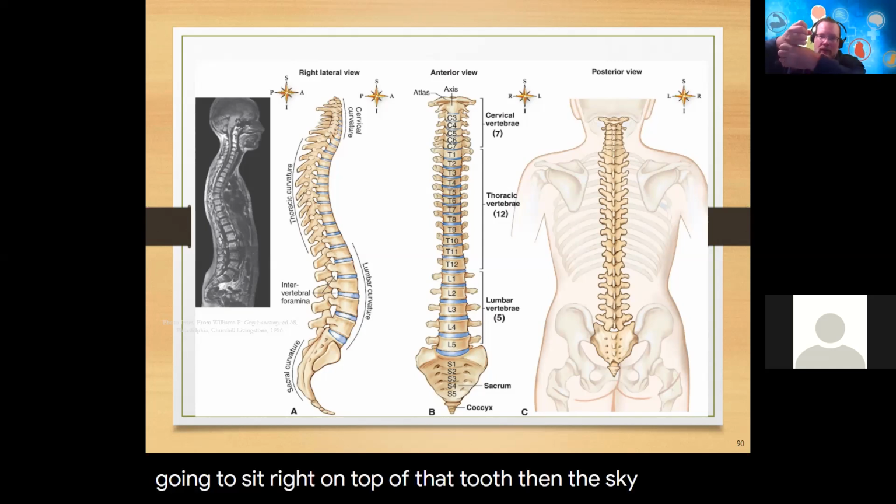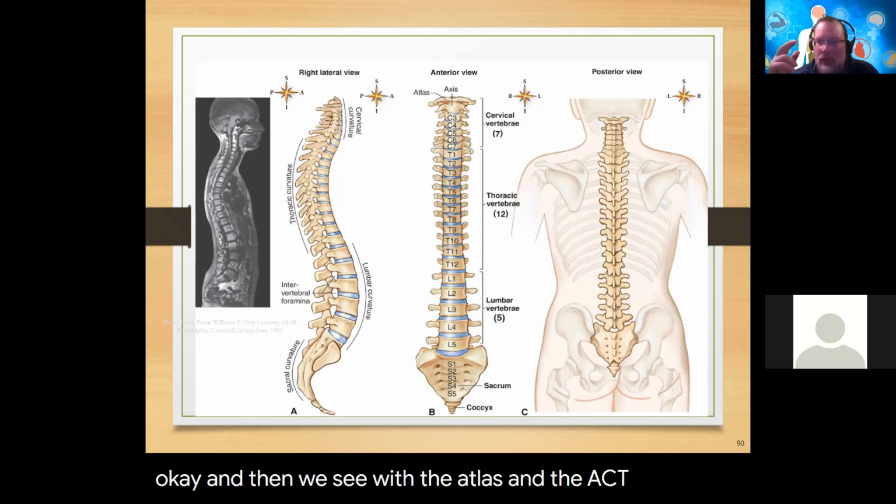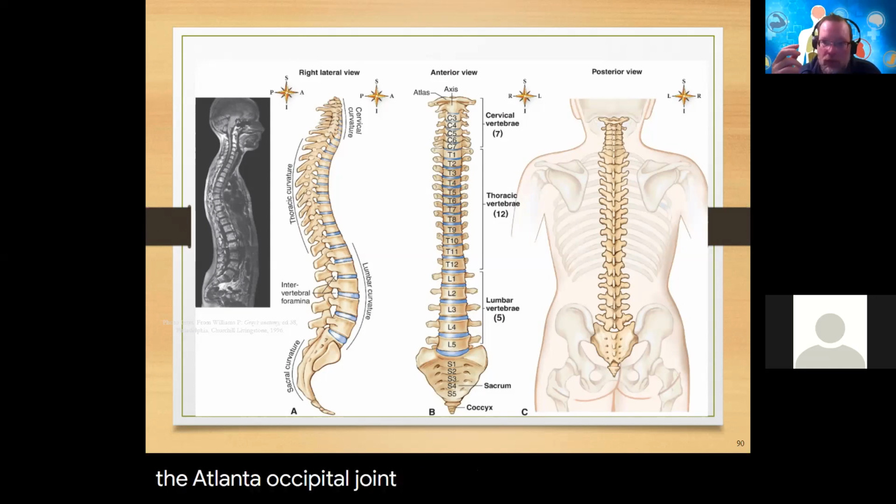And then the skull is going to sit on top of the atlas. So you can see then the skull. You can see right over here the occipital bone of the skull nestles right in on that C1 atlas. Okay, so they call that the atlanto-occipital joint. Most joints are named for the 2 bones involved. We saw that already with the TMJ, temporomandibular joint, TMJ. Okay, and then we see with the atlas and the occipital bone, the atlanto-occipital joint that forms where the head sits on top of the spine.